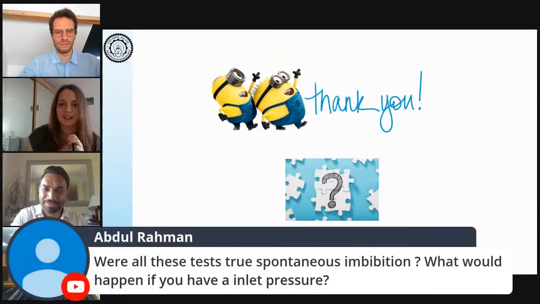Here's another question from Abdul Rahman: Were all these tests through spontaneous imbibition? What would happen if you have an inlet pressure? Yes, these experiments were for spontaneous imbibition. This is purely a capillary-driven flow. If there were an inlet pressure, maybe in the equations along with PC there will be an additional delta P. If it is a controlled imbibition, maybe minus delta P. So accordingly, the model would also change. But so far, we have not used it on forced or controlled imbibition.